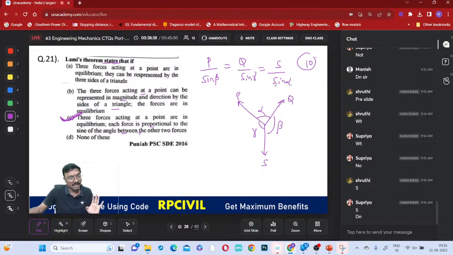This Lami's theorem is very, very important. You are having many questions where two of the forces are given and you want to find the third force. This Lami's theorem only will be useful, right?